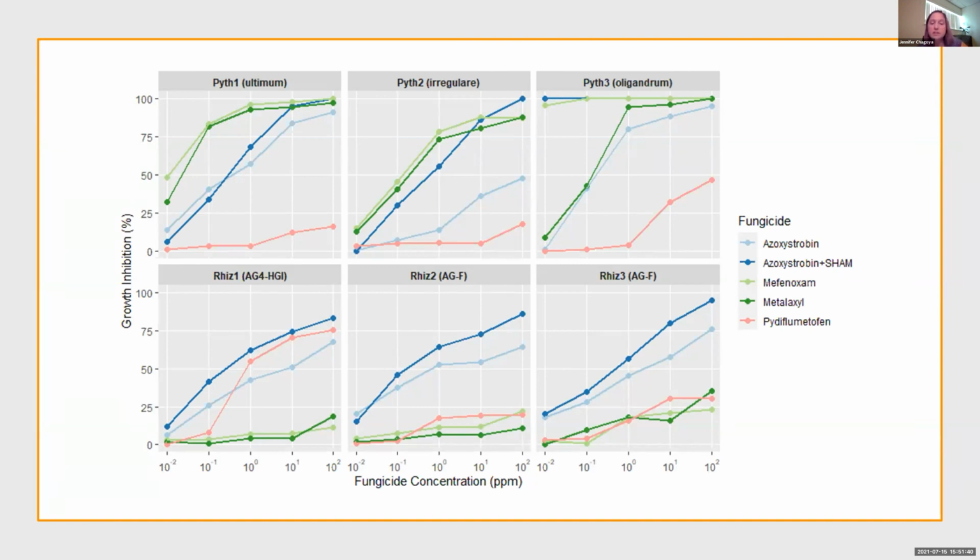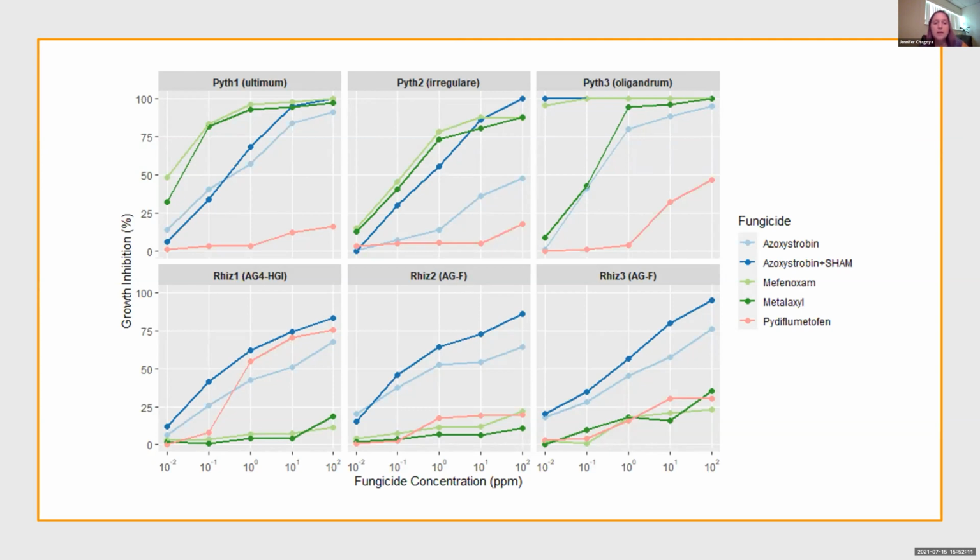Also, there's a large difference in azoxystrobin between the with and without SHAM treatments. Pythium isolate number 3, the non-pathogenic oligandrum, did not grow in the presence of SHAM at all, even in the no fungicide control, and it was highly sensitive to mefenoxam at all concentrations. As expected, pydiflumetofen had limited activity against any of the Pythium isolates.